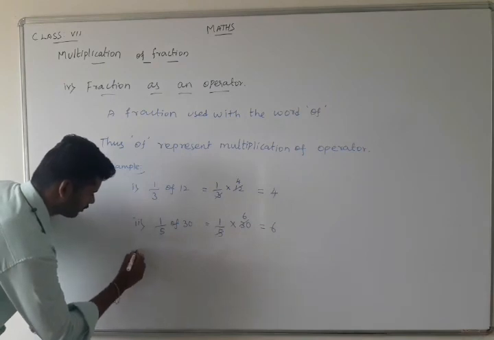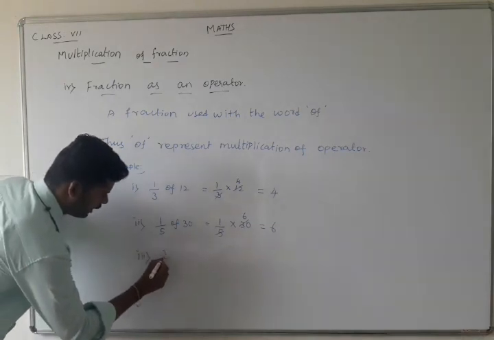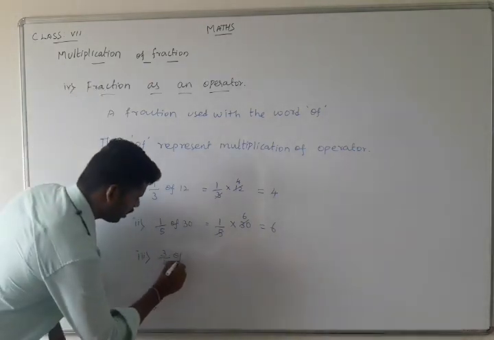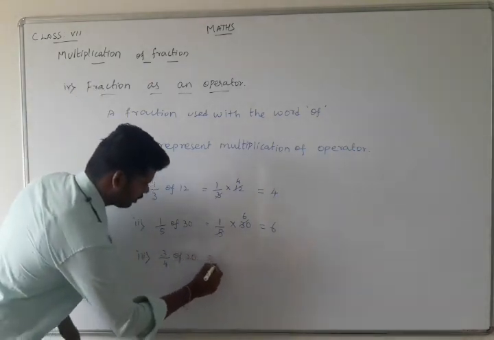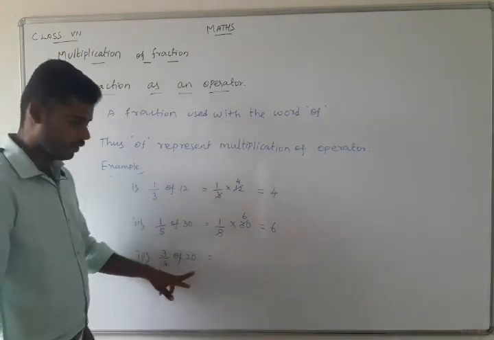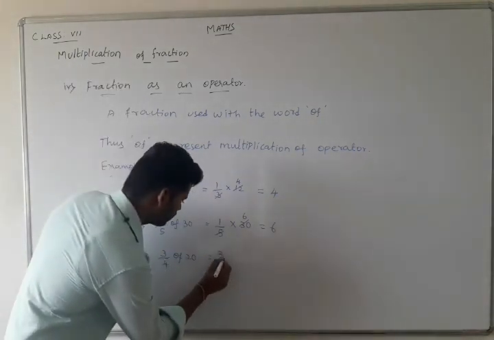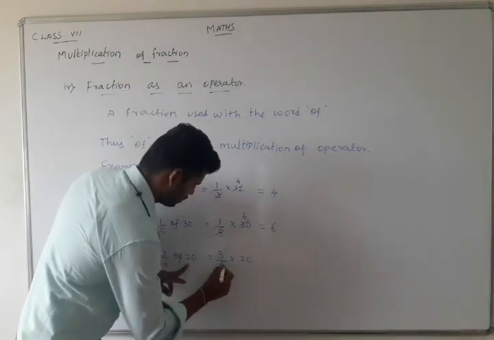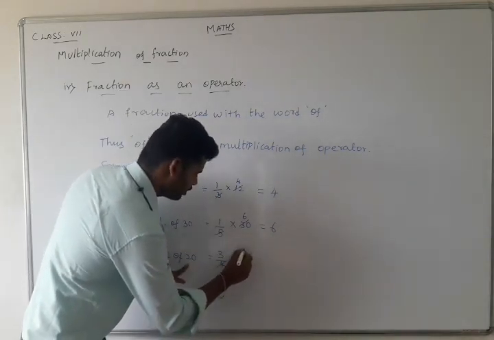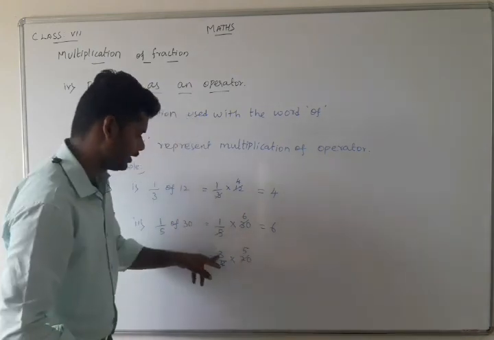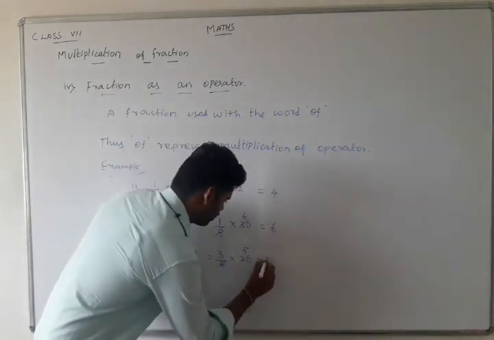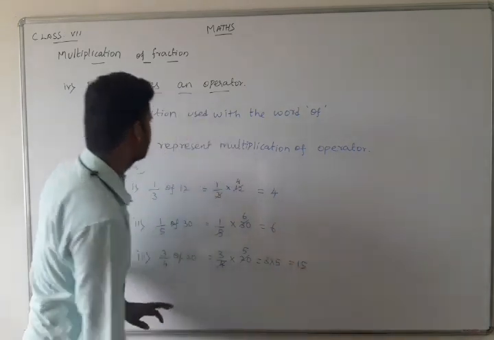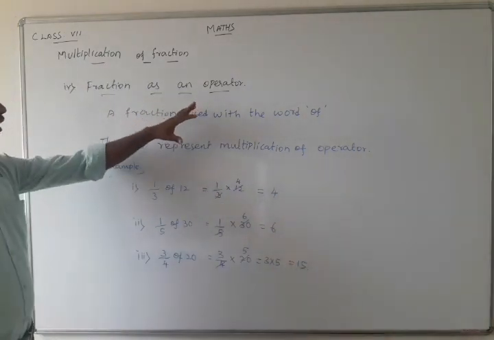Third one, 3 by 4 of 20. 3 by 4 of 20 means 3 by 4 multiply here 20. 4 how many times is 20? 5 times. So here 3 having, here 5. So 3 into 5 equal to 15. This is fraction as an operator.